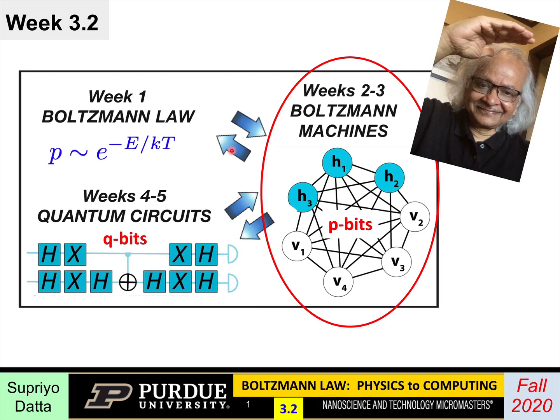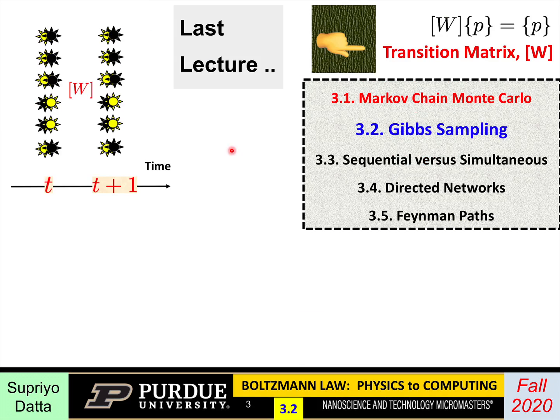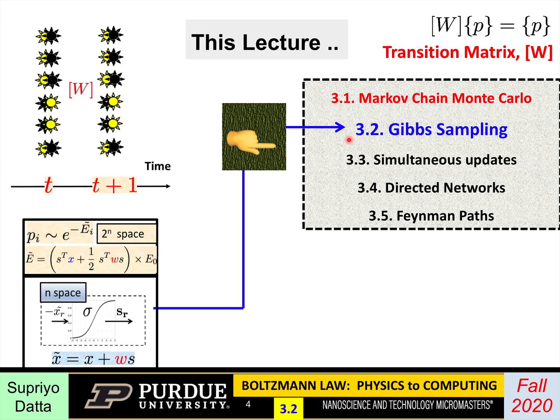Welcome back to week 3 of our course, Boltzmann Law, Physics to Computing. This is the second lecture for this week. Now, in the first lecture, we introduced this concept of a transition matrix. And we saw how you could calculate the stationary probability distribution by finding the eigenvectors of this matrix, whose eigenvalue is 1. Now, what we'll be talking about in this lecture is what's called Gibbs sampling.